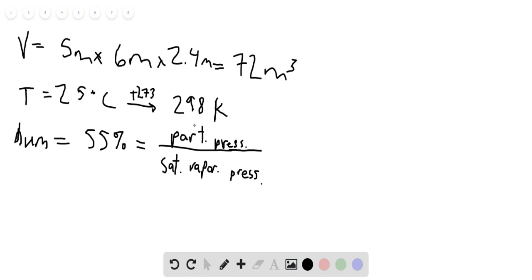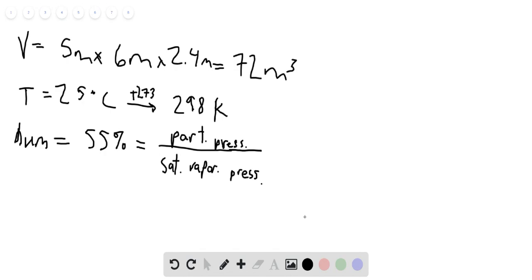The partial pressure is the pressure that water would have in the air if there was only water. The actual pressure that you would measure is higher, because there's not only water molecules, but also air molecules like oxygen and nitrogen, and those contribute to the pressure. The saturated vapor pressure is the pressure at which there is no more water that can evaporate into the air. So that's when the air is saturated with water.